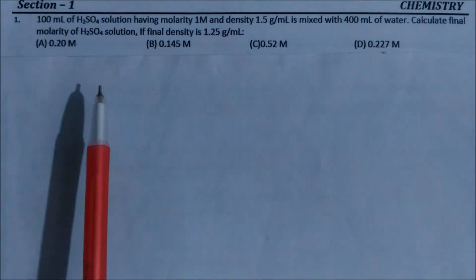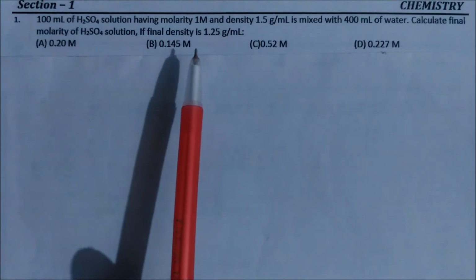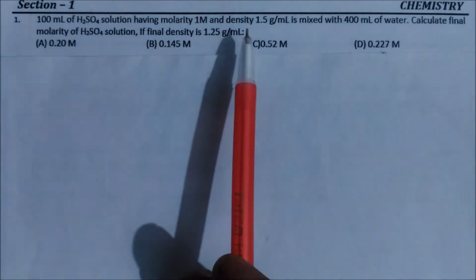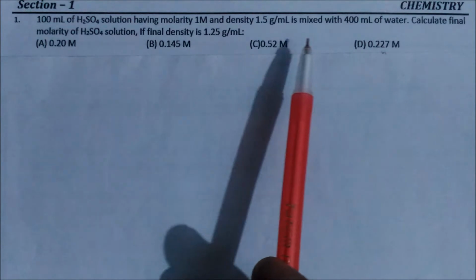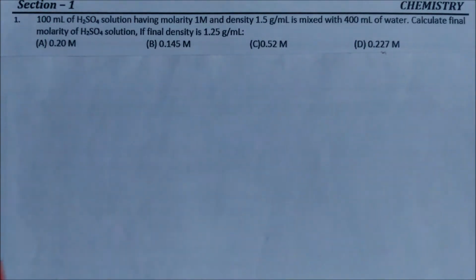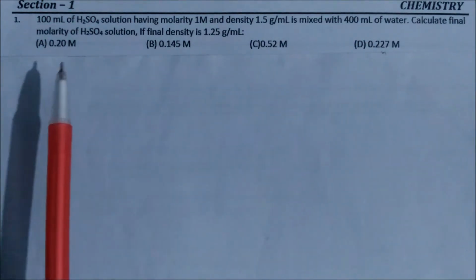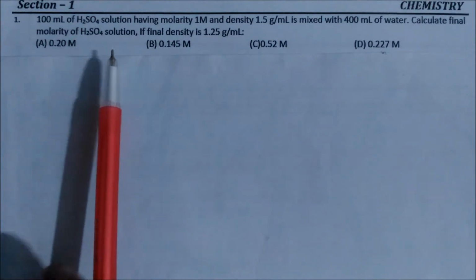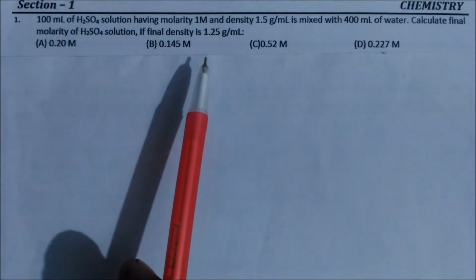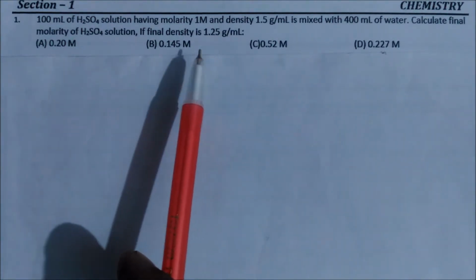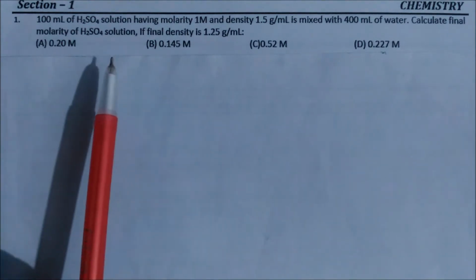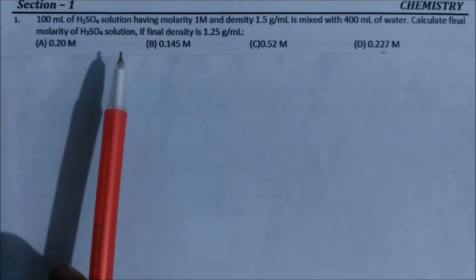100 ml of H2SO4 solution having molarity 1 M and density 1.5 gram per ml is mixed with 400 ml of water. Calculate the final molarity of the H2SO4 solution if the final density is 1.25 gram per ml. If you see carefully, this question is like a dilution technique.